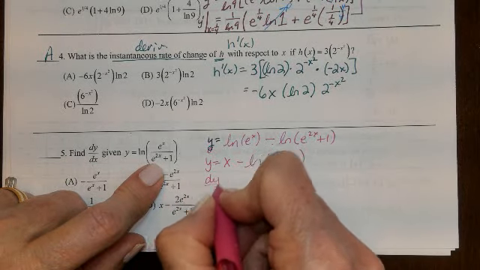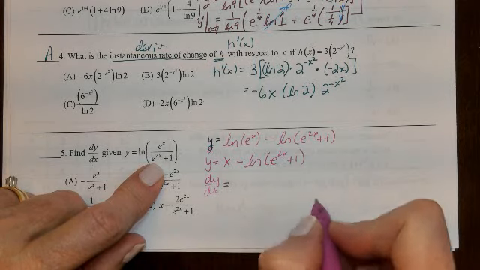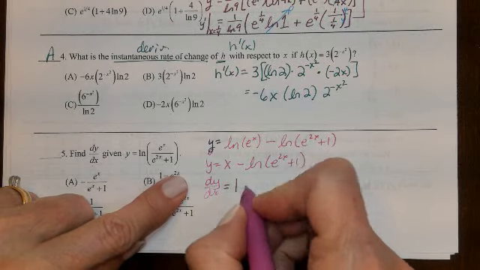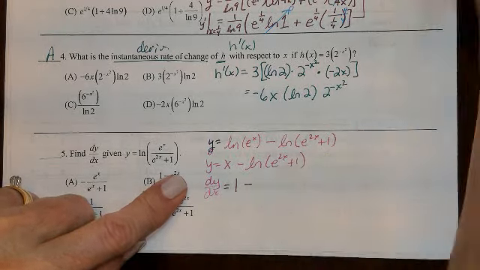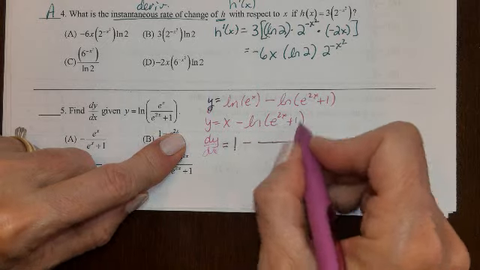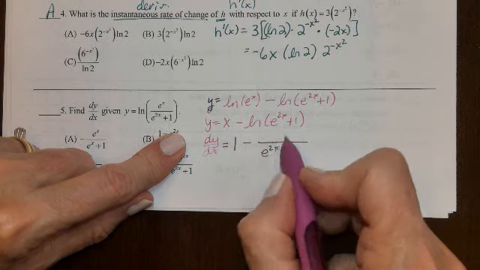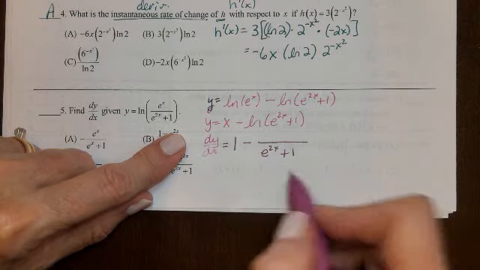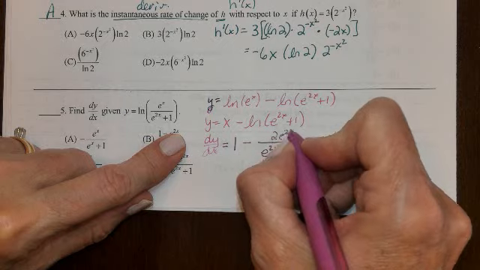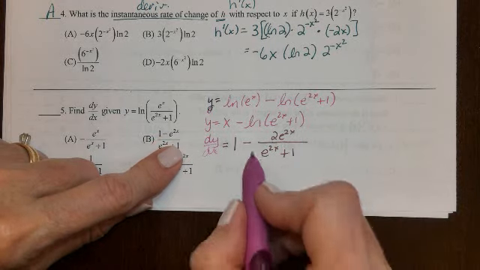Time for a derivative. The derivative of x is 1. The derivative of this natural log is a fraction. Whatever is the argument, I put that in the denominator. And then on top, I put the derivative of the denominator, because this is a chain rule. So the derivative of e to the 2x is 2e to the 2x. And then the derivative of 1 is 0. So this is the derivative.